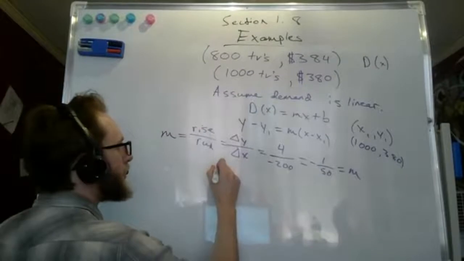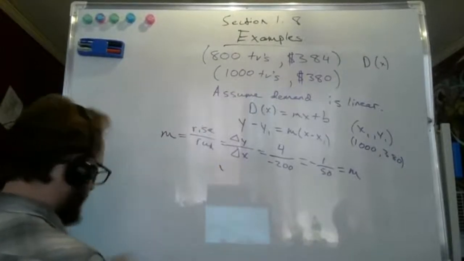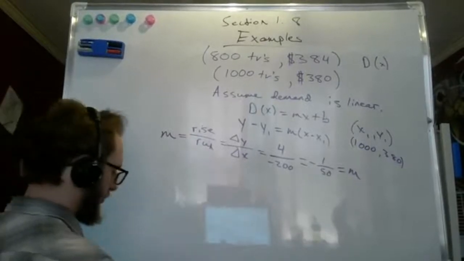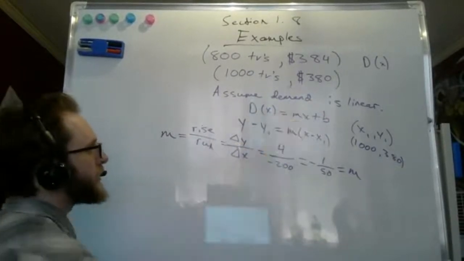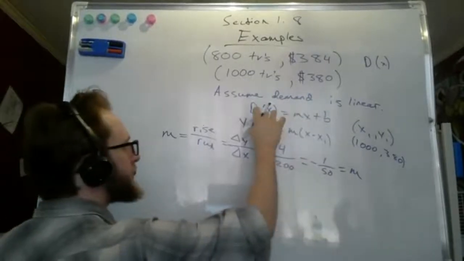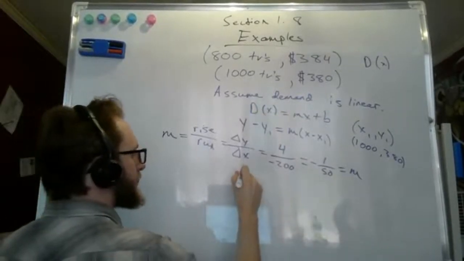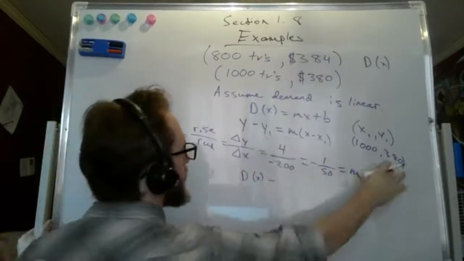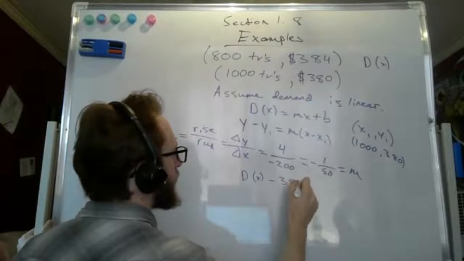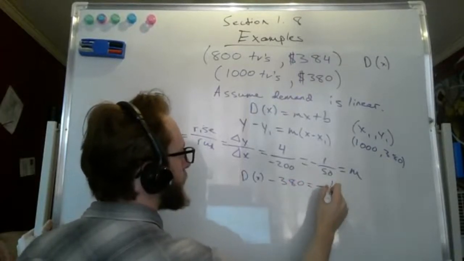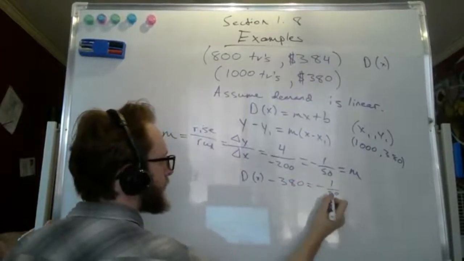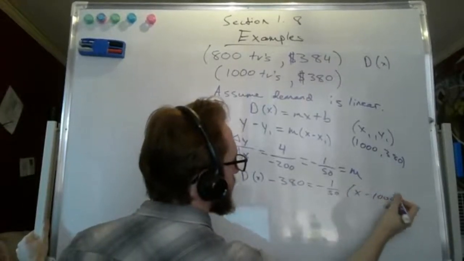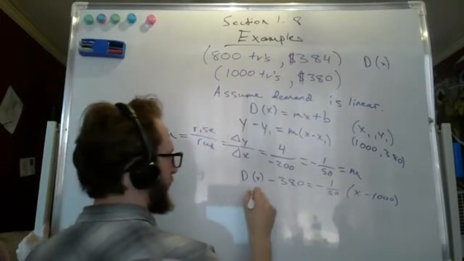So we have y, I'll go ahead and write y, we're going to solve for, because y equals, that's what our function is. But more specifically in this case, y is d of x. So I'm going to have d of x minus y1, which I picked 380, is equal to a slope, negative 150, times an x minus 1,000. Now all I'll have to do is solve for d of x.